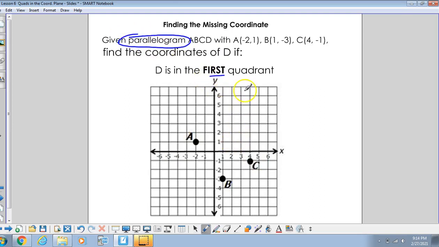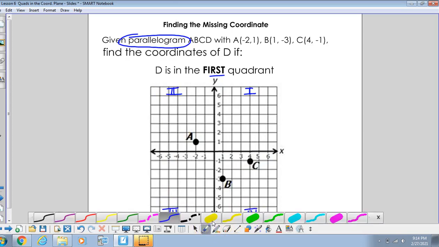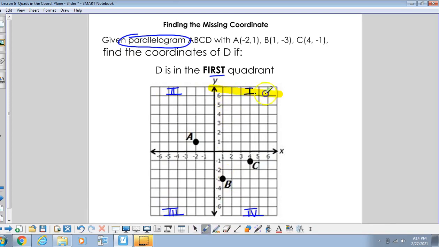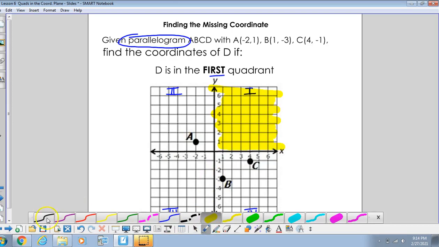So our quadrants, remember, they start up here. This is quadrant 1, goes over here, quadrant 2, down here is 3, and down here on the right is 4. So for the first quadrant, we're talking about somewhere up in here. To make this a parallelogram, we're talking about a point somewhere in here. I can tell it's going to be around here.